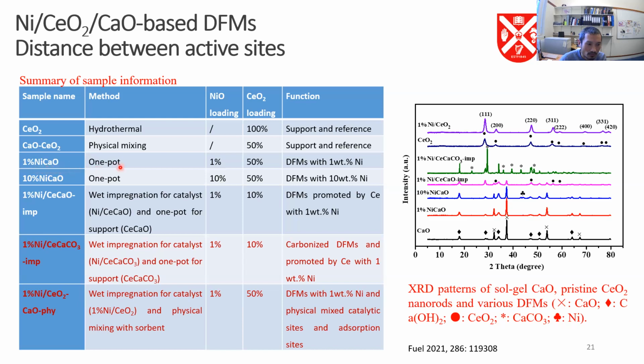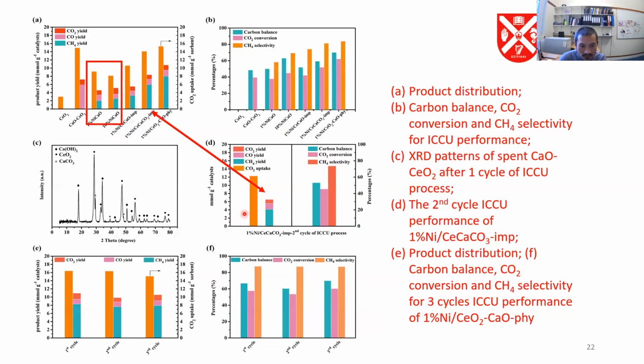So then we have the one-pot material preparation. We also have the physical mixing. We also produce the calcium oxide first, then we load nickel. And we could also produce a nickel cerium oxide catalyst, then physically mix with calcium oxide. So in this case, the distance between the catalyst and the sorbent is quite big, at the micrometer scale. So we did some XRD analysis.